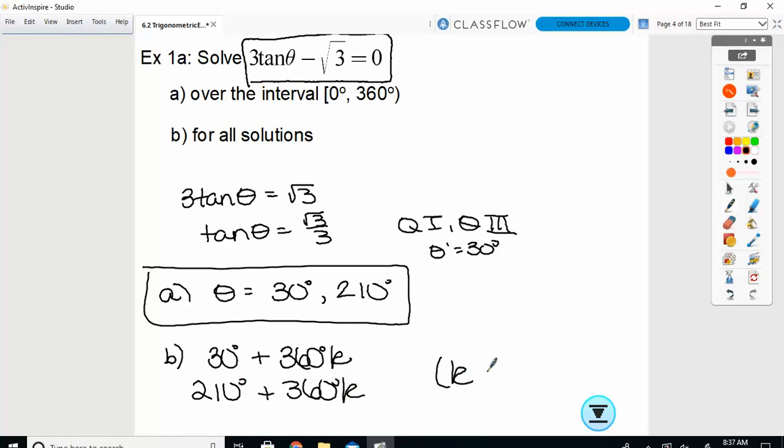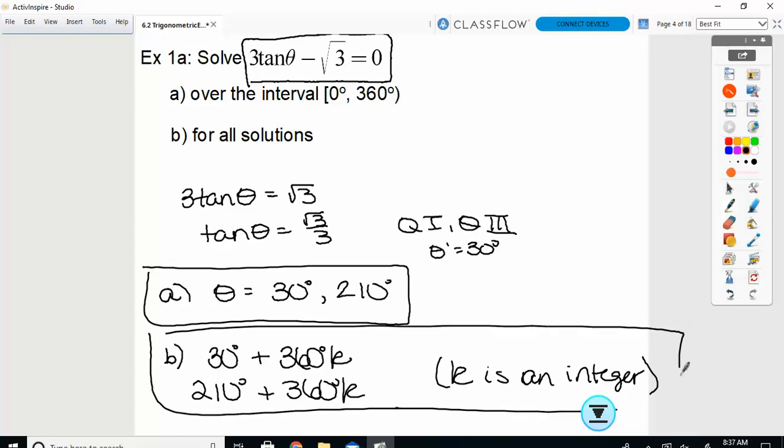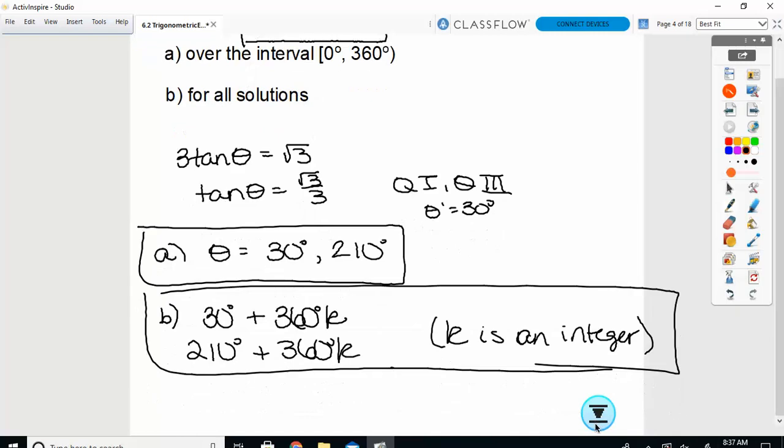K here is an integer. So it's just some multiple of 360. 1, 2, 3, negative 1, negative 2, negative 3. That would give me every possible solution. So when I say all possible solutions, you have that K in there. Questions right there?